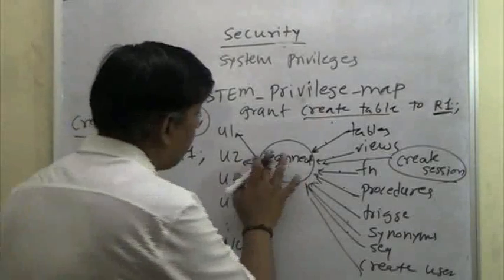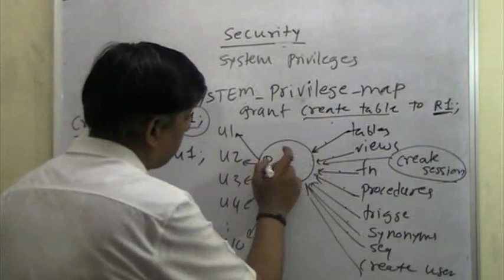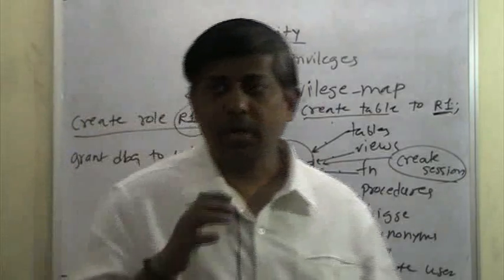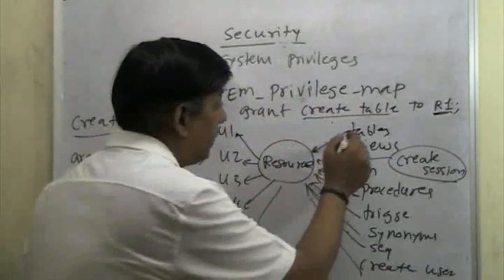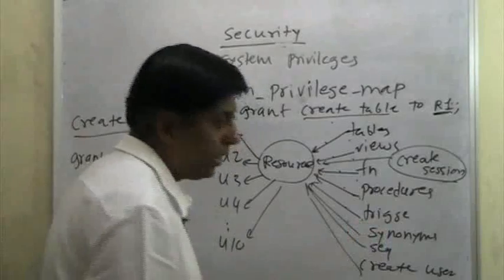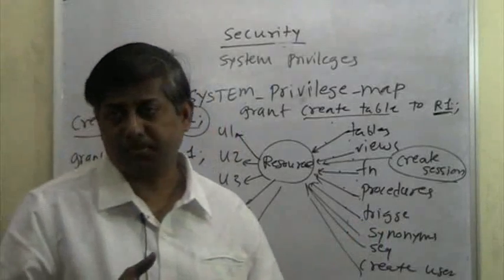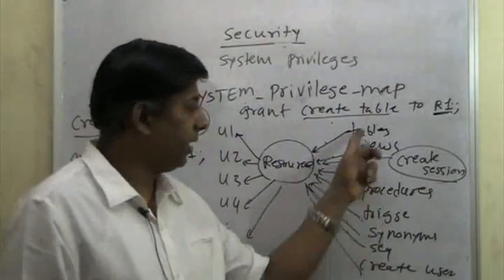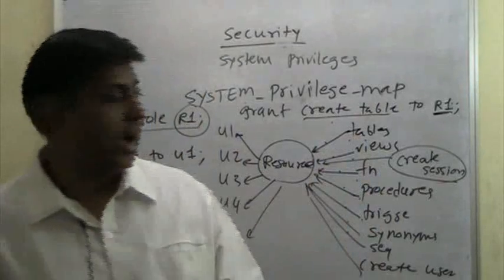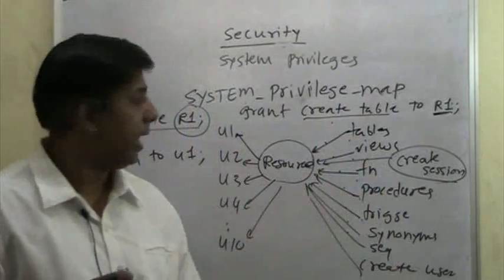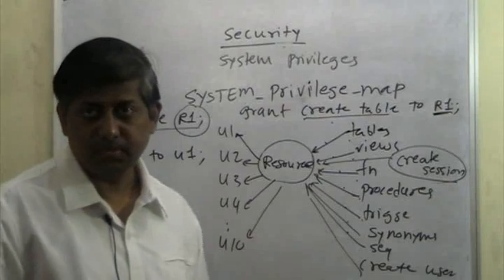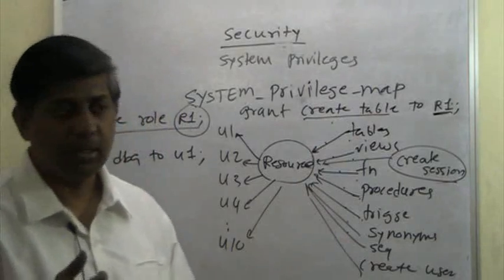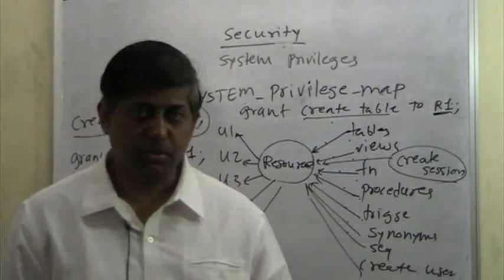DBA is a role that you should remember, and then the third role that we should remember is resource. Resource is also a role that Oracle has created for us, and these are important privileges required mostly by developers: table creation, view creation. All these privileges which are usually required by the developer are granted to the resource role, and then the resource role is granted to a user. So these are the things that we should remember: connect, DBA, and resource.